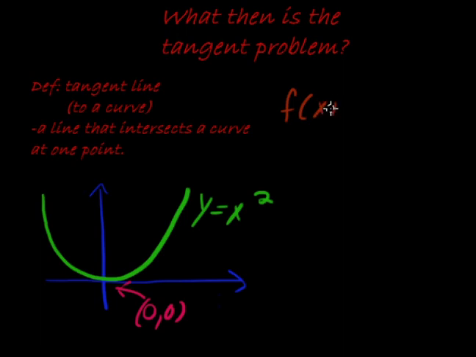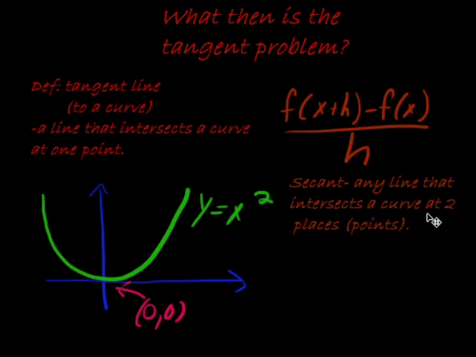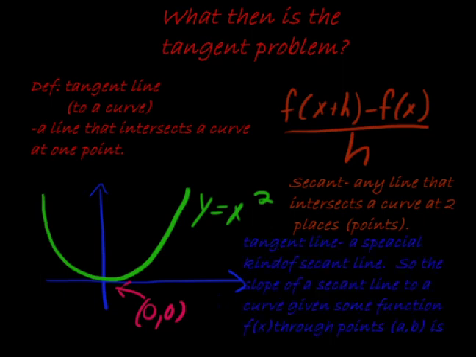So let's remember a formula. So what is this formula? Well, it's a quotient of two quantities. It's a formula for the slope of a secant line. So what is a secant? Well, a secant is any line that intersects a curve at two places, or two points. So a tangent line is a special kind of secant line.